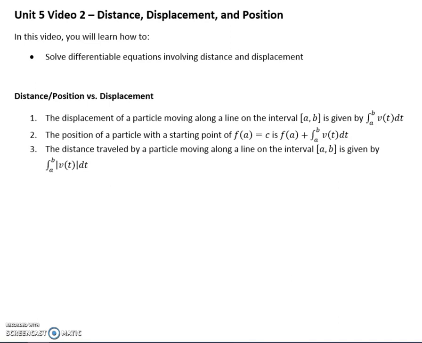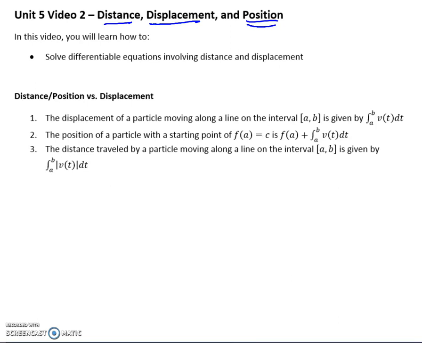All right, so here we are. We're at video 2 of Unit 5, and we're going to be talking about particle movement. We're going to talk about distance, displacement, and general position. And we're going to be using velocity for our first derivative and acceleration for our second derivative. So you're going to see that come back into play a lot here.